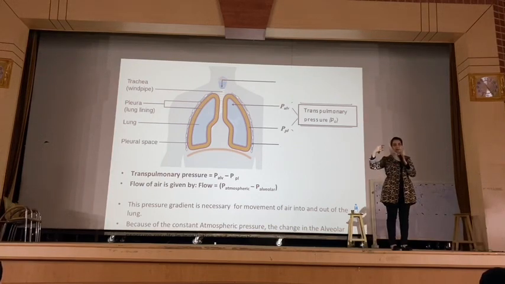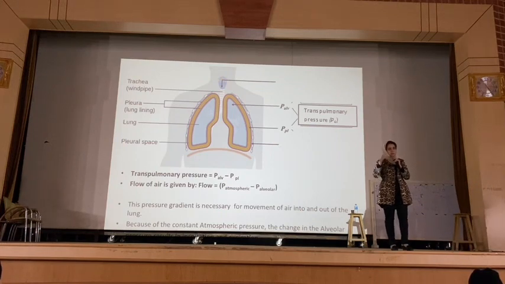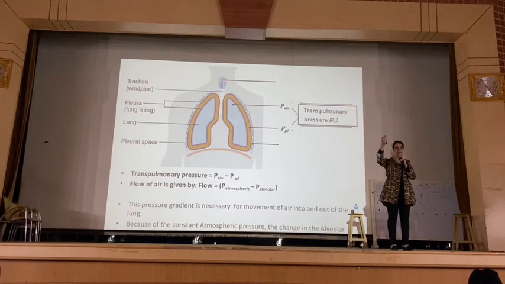So the lung increases in volume. When the lung increases in volume, the pressure decreases. And when the pressure decreases, what will happen? The pressure gradient develops and air will flow from outside to inside.